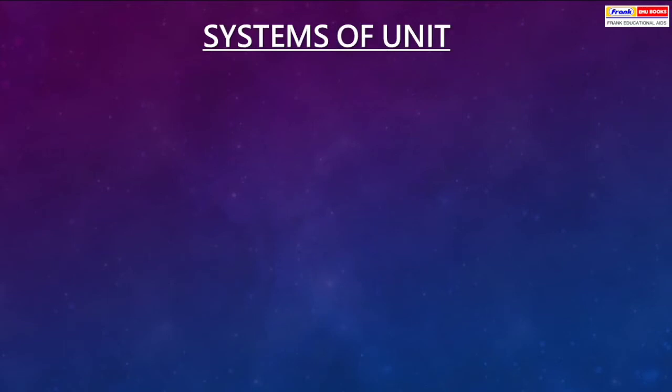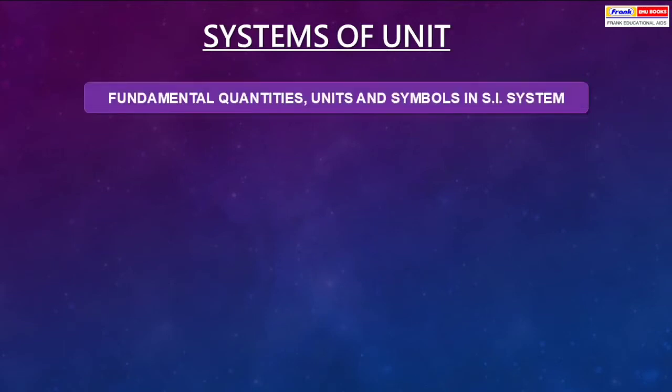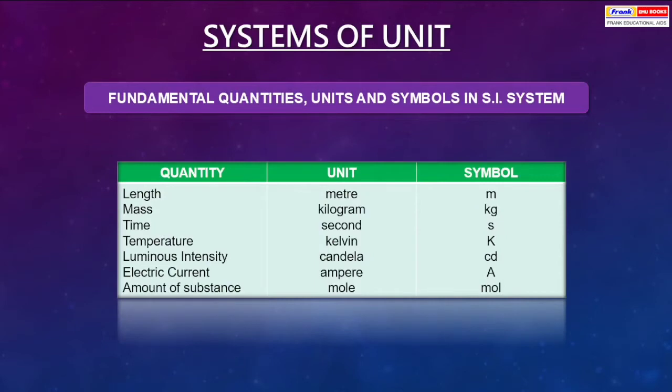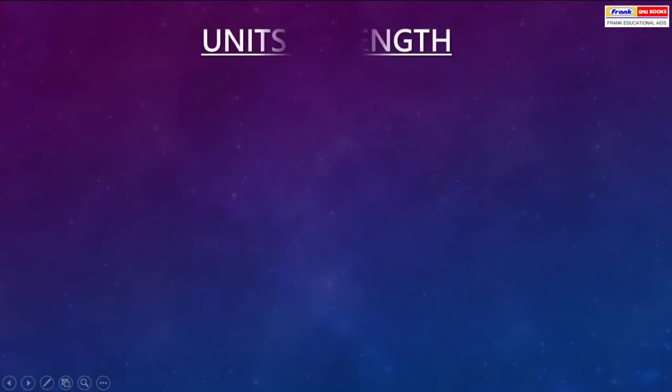Now we have systems of units, fundamental quantities, units and symbols in the SI system. We have meter for length, written with the symbol m, small m. We have kilogram for mass, second for time, Kelvin for temperature, candela for luminous intensity, ampere for electric current, and mole for amount of substance, written as mol, all in small letters. Now coming to the unit of length.